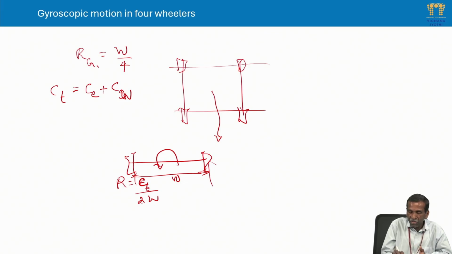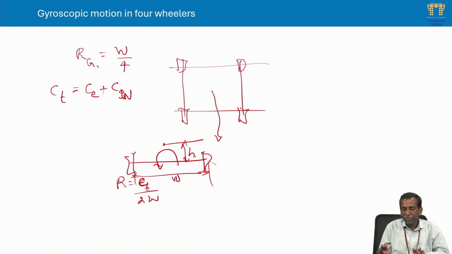Then CT by W will give the reaction on two wheels, one side, or CT by 2W is the reaction on each wheel. Similarly, because engine parts are rotating at high speed, there will be a centrifugal action. If the mass center of the vehicle is at some height h from the ground contact, then this centrifugal force always acts away.